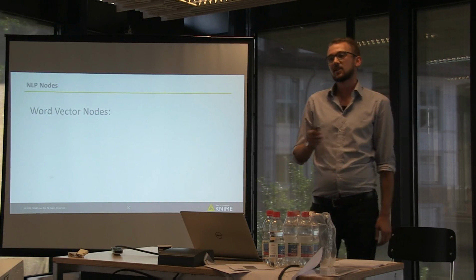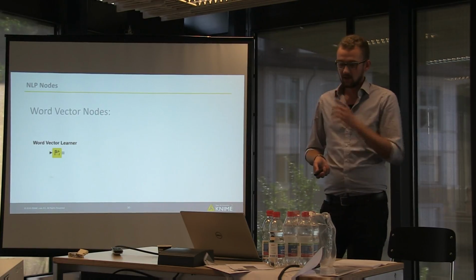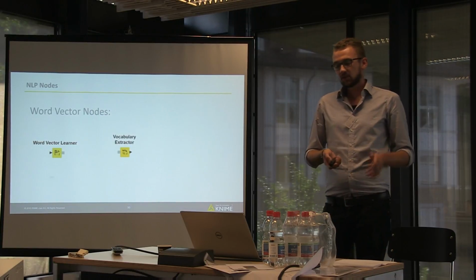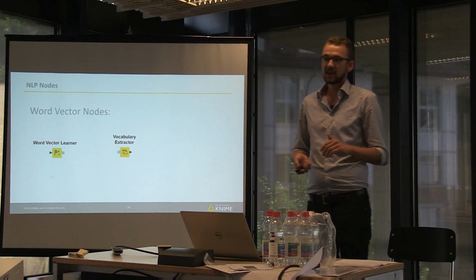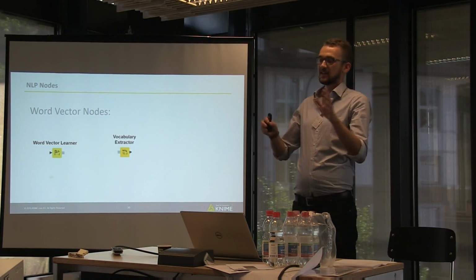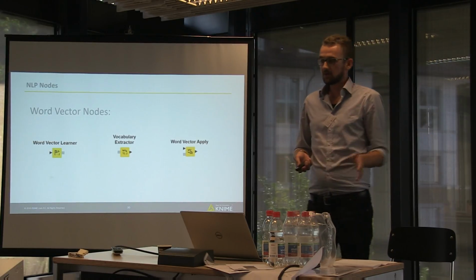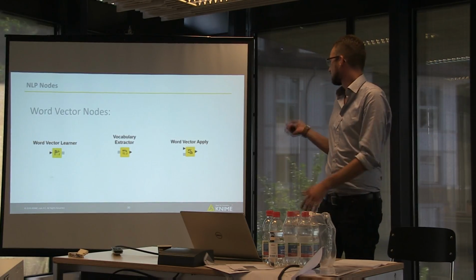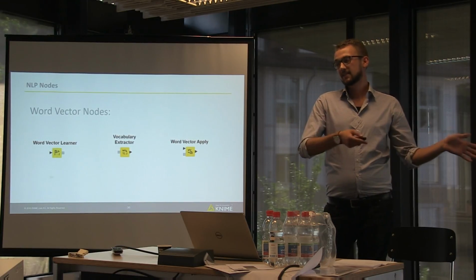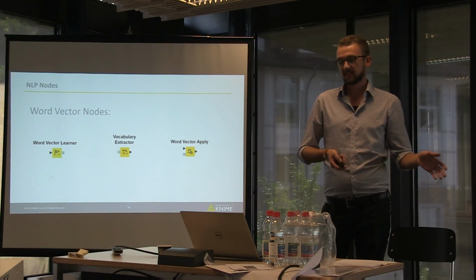And then regarding the natural language processing stuff, we have a node which learns word vectors. Corresponding to that, we have a vocabulary extractor, which takes a learned word vector model as input and extracts the actual word vectors and the corresponding words from it. And then we have a word vector apply model, which takes sentences and the model as input and is able to convert sentences into vectors using a previously learned word vector model.